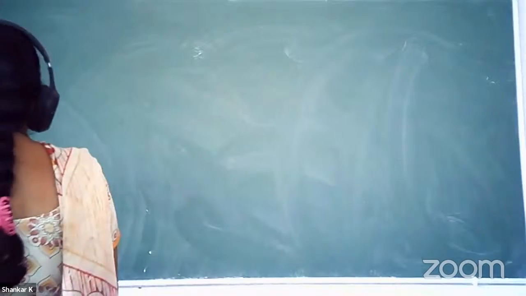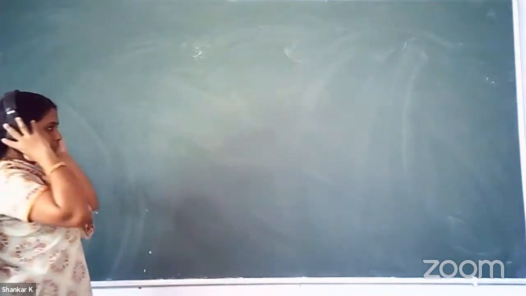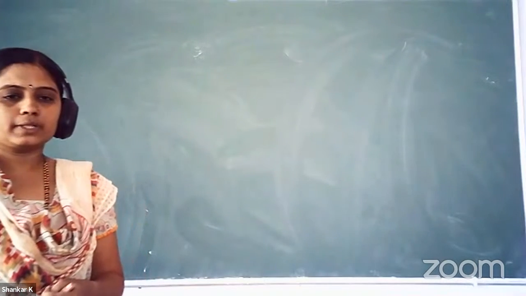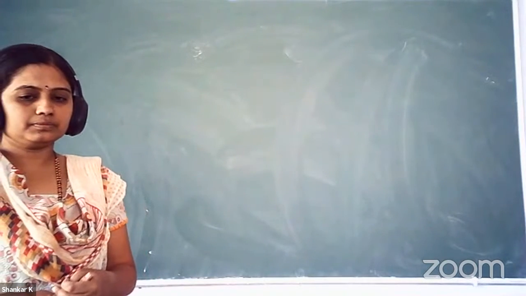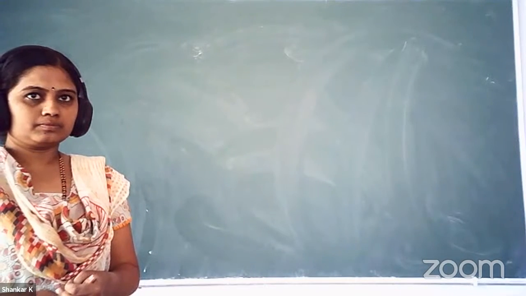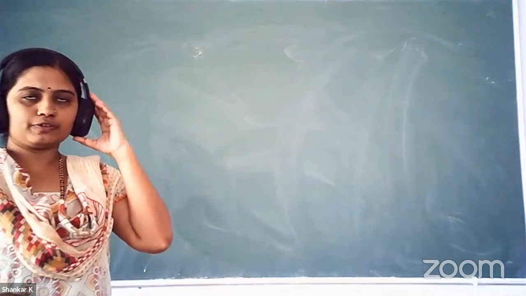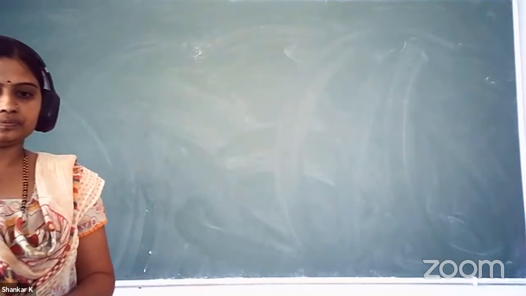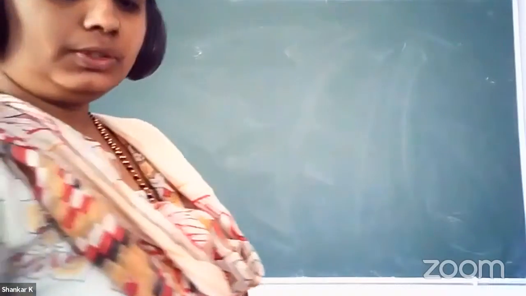Okay. So what we were discussing yesterday, students? We have discussed about the atomic number and atomic mass. Then distribution of electrons in an orbit. These things we have discussed. Then continue the class work.